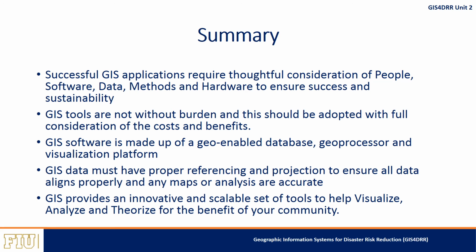In summary, we need to understand the big 5 elements of GIS and make sure all are addressed in our planning and implementation. GIS is a powerful tool, and with that power comes complexity. Carefully consider the costs and benefits of any scale of investment in GIS. Recall the 3 key elements of the GIS software: the geo-enabled database, the geoprocessor, and the visualization platform. Referencing systems and projections are important technical considerations that, though enormously complex within the GIS, are easily managed through the interface. GIS allows the user to visualize, analyze, and theorize in 3-dimensional space, creating a powerful tool for management and planning.